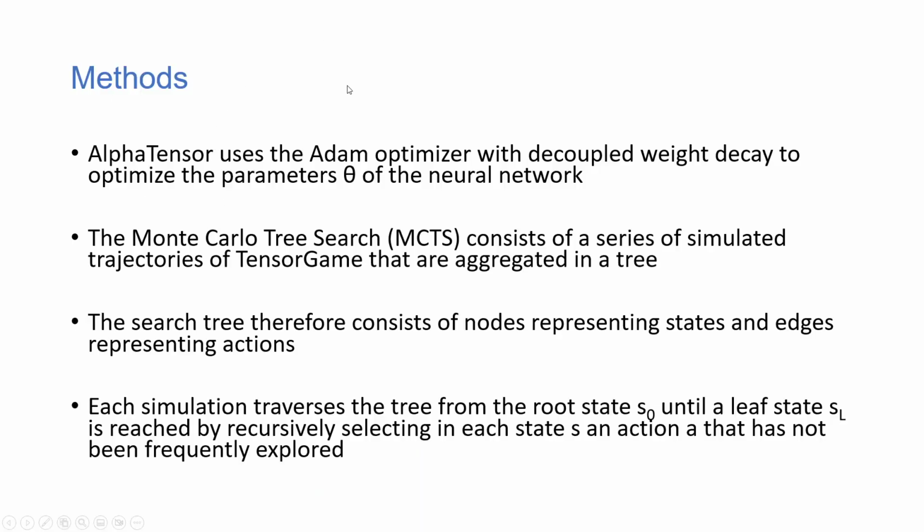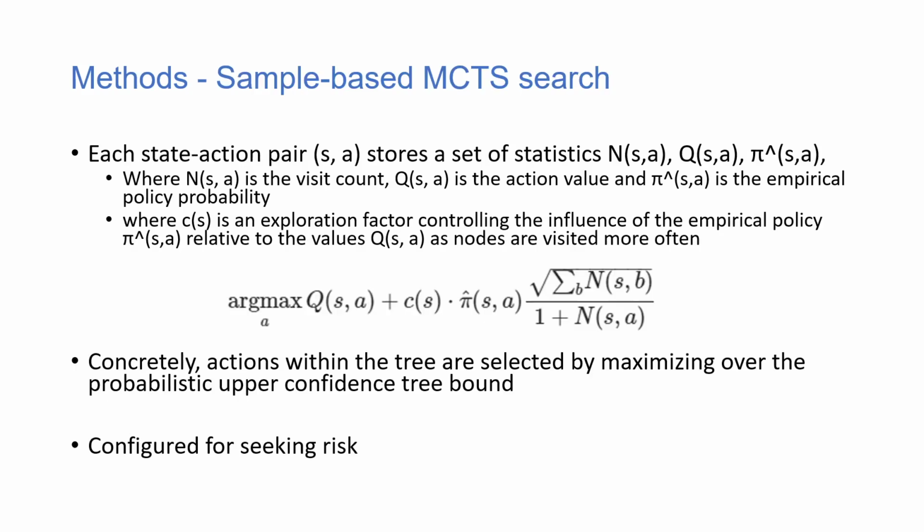AlphaTensor is using the adaptive momentum optimizer with coupled weight decay to optimize the parameters in the neural network. Monte Carlo tree search consists of a series of simulated trajectories in which the states are the nodes and the edges are the actions, and it's basically simulating the traversal from the root state to a terminal state to select the action, and it's going to try to explore actions that are not frequently explored. So it looks for exploration and maximizing the reward as normally in reinforcement learning.